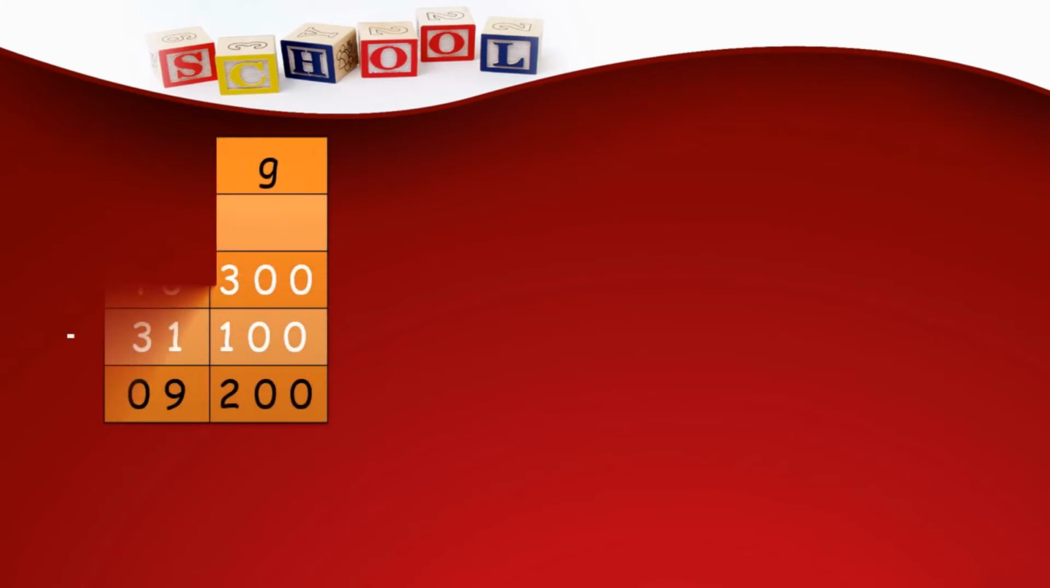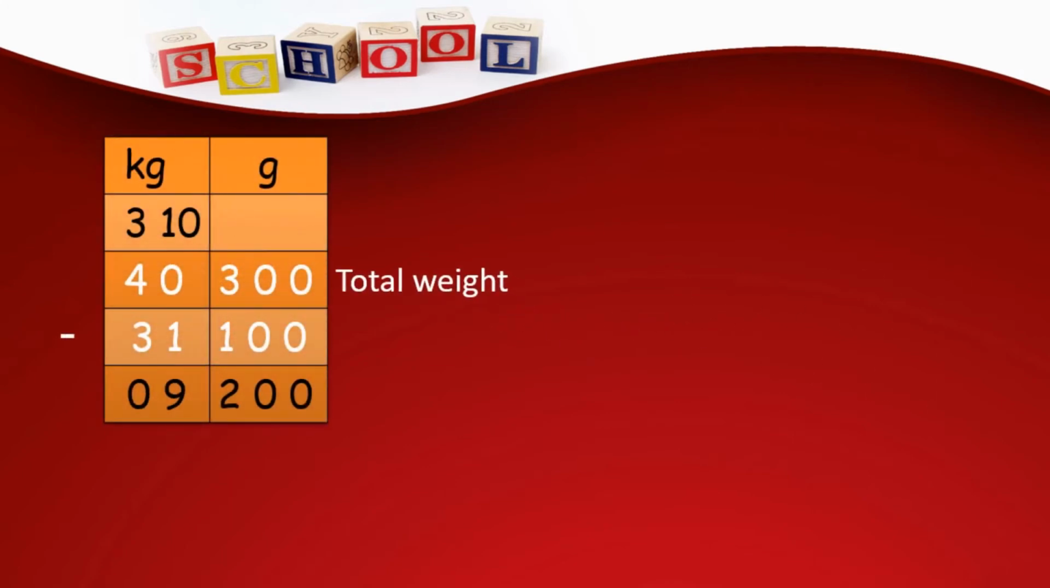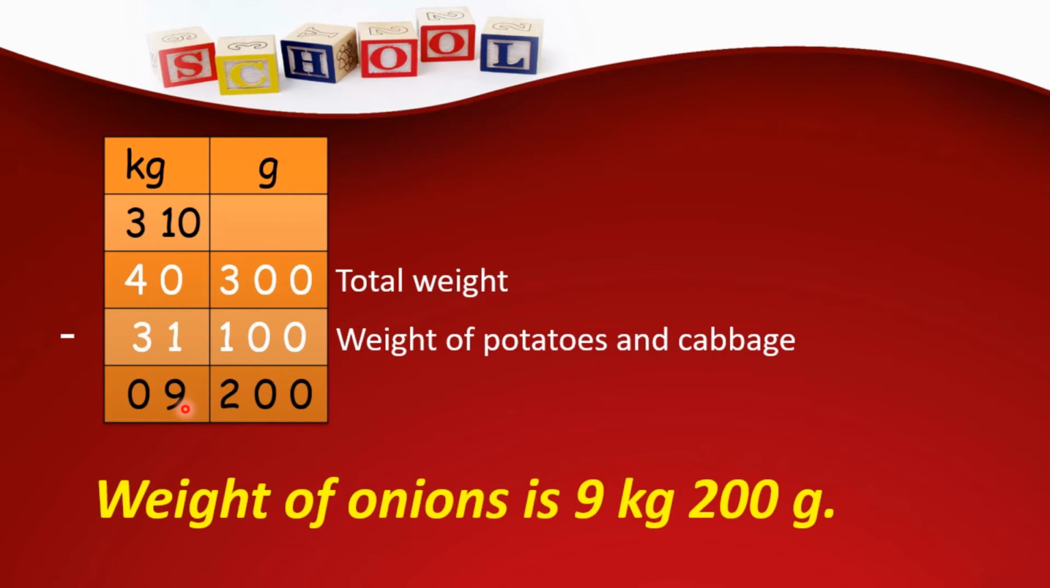We know that the total weight of vegetables is 40 kilograms and 300 grams. And we have found that the total weight of cabbage and potatoes is 31 kilograms 100 grams. And we know that the rest were onions. So to find out the exact weight of onions, we subtract the weight of potatoes and cabbage from the total weight of vegetables. After subtraction, we get 9 kilograms and 200 grams of onions.